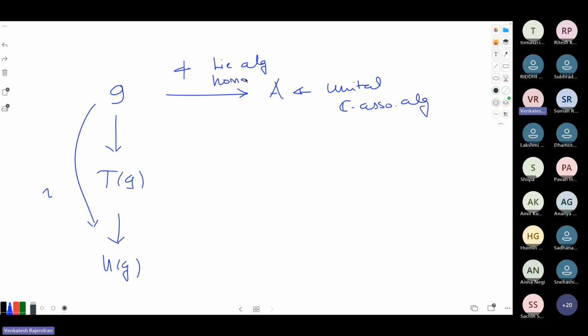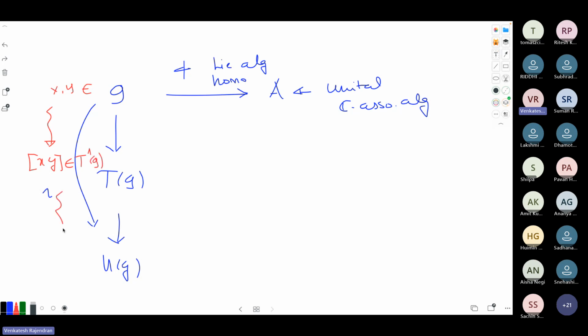So first of all, what can you say about this iota? If you take some x and y here in G, and look at their image inside the tensor algebra, that will be in TG. Given this x and y, let's say I am interested in looking at the bracket xy. The bracket xy will lie inside T1G here.